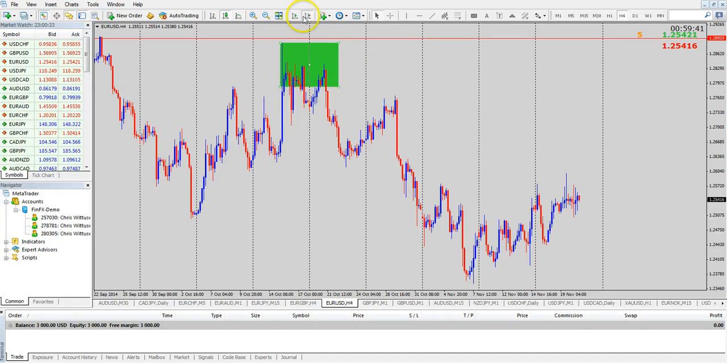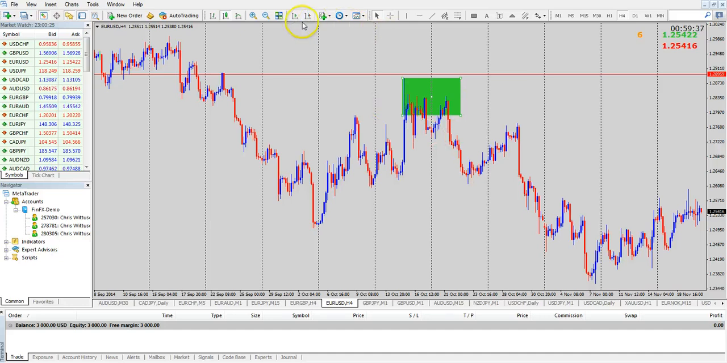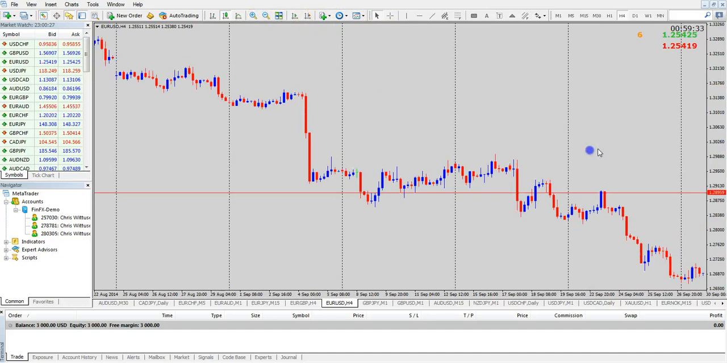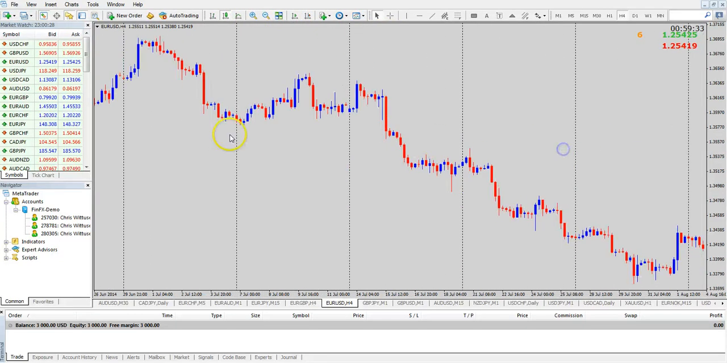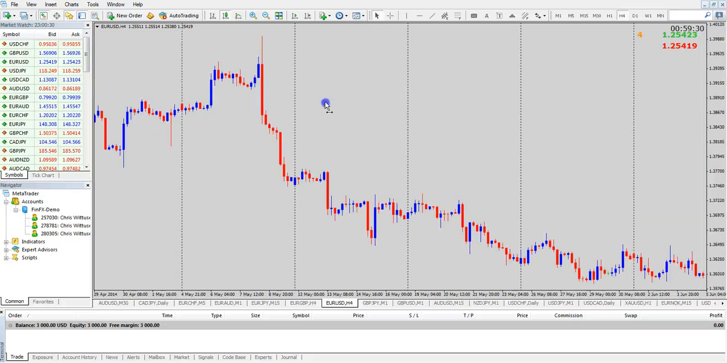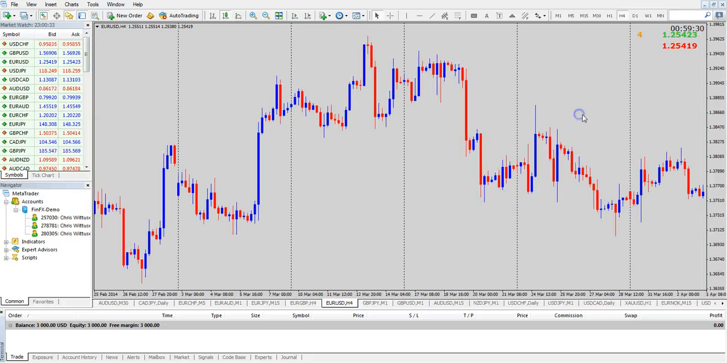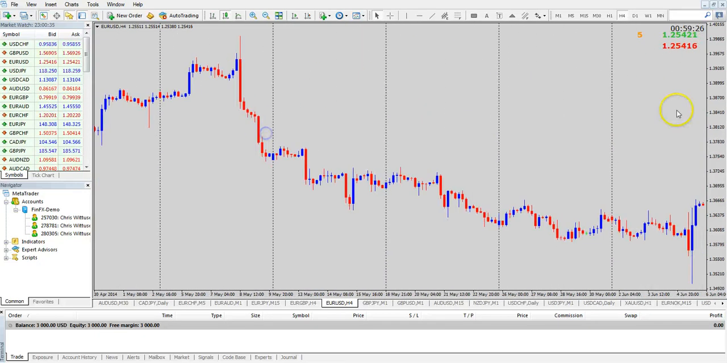let's zoom in here. Let's see, let's find a little box. Didn't think it was that far back.